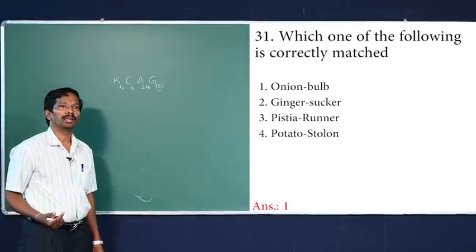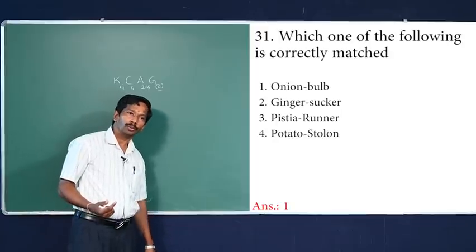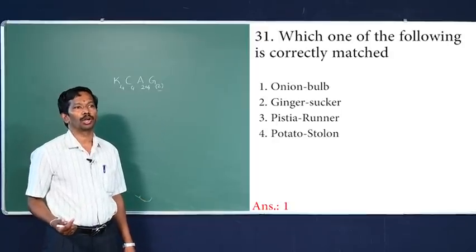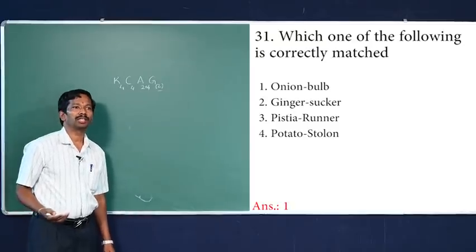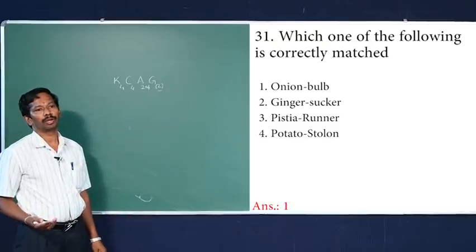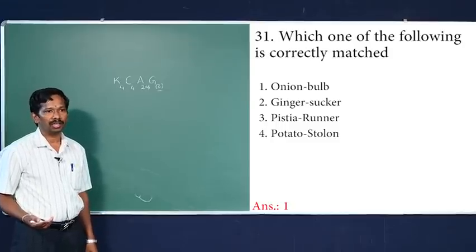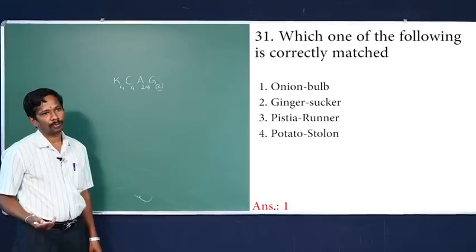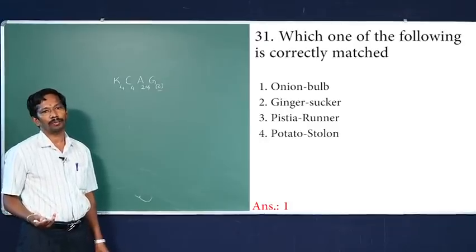Which of the following is correctly matched? Answers are onion bulb. Option second, ginger sucker. Third option, pistia runner. And fourth option is potato stolon. Answer should be onion with bulb, because ginger is represented by rhizome, pistia has a vegetative propagating structure called offset, and potato is an underground modification of stem called tuber. Hence the other three options are wrong.